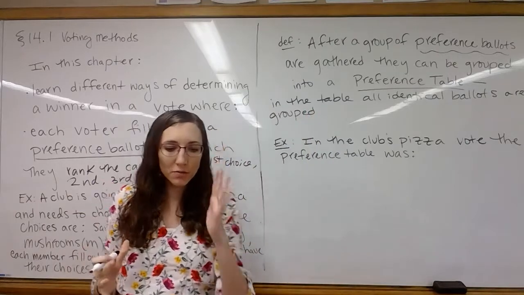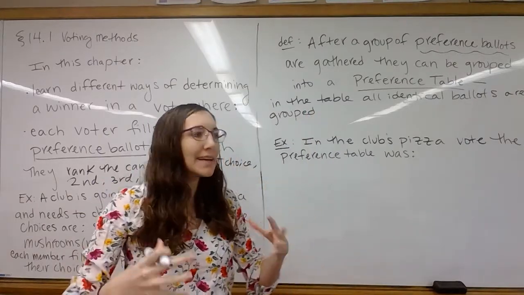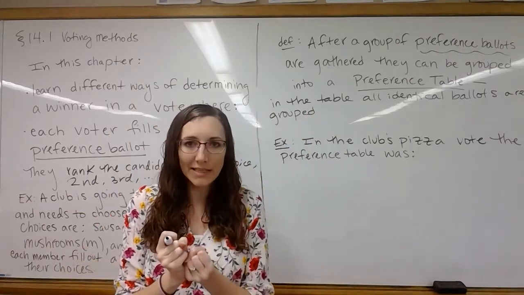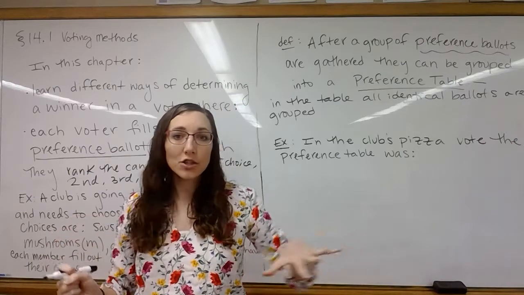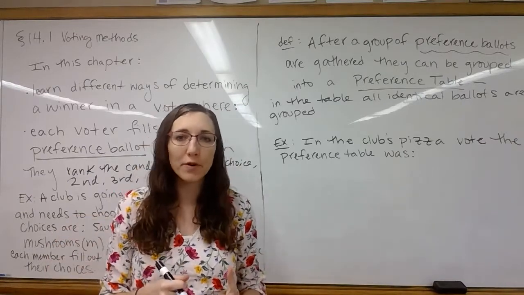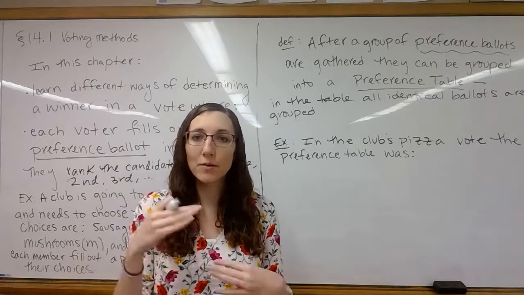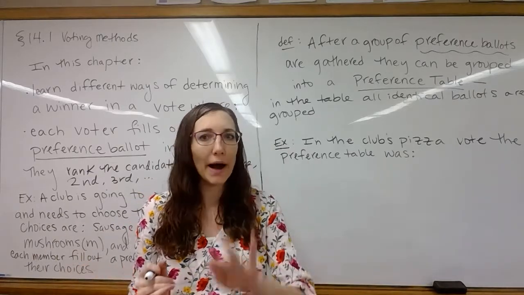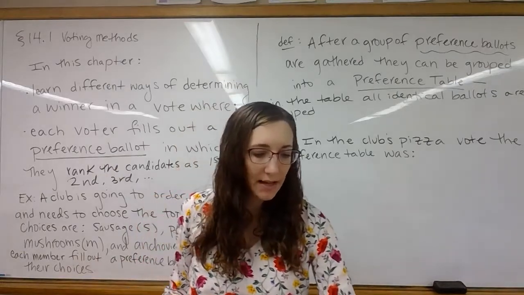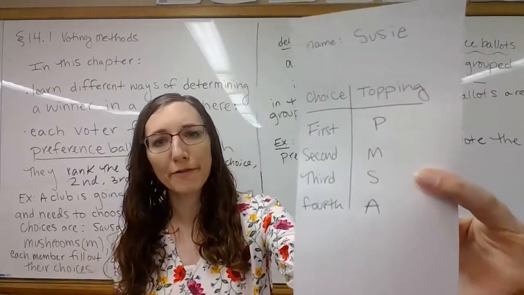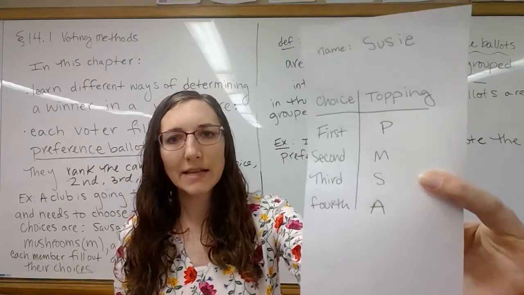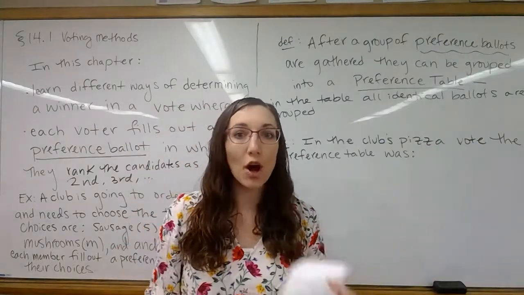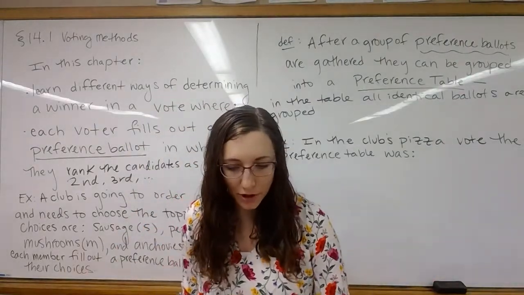So what we're going to do is mentally gather, grouping all of the identical ballots together. If we were actually in a full classroom, I'd have people fill out ballots, and then I would have them go table by table and collect their ballots and put them in piles, right? All the ones that look exactly the same, right? If this was your preference, P, M, and then S, and then A, then you would go in this pile. This is how we would do it.